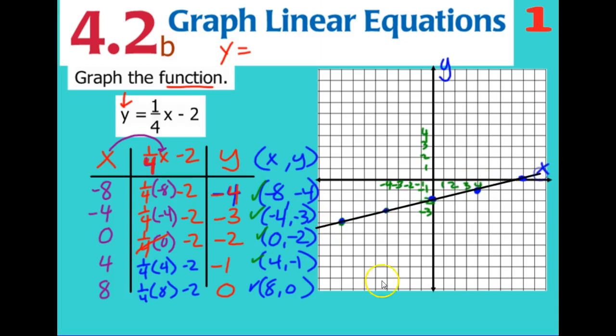Put a line through them to show that they form a nice straight line. If they don't, you made a mistake. Like earlier, I put the point here instead, and that didn't form a straight line. So I knew I did something wrong.